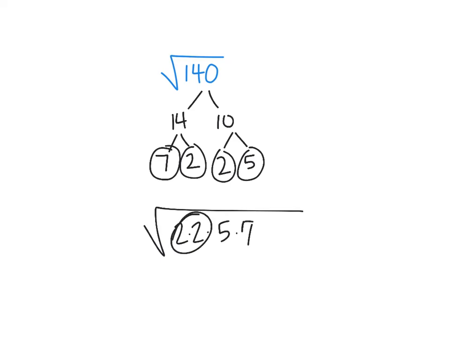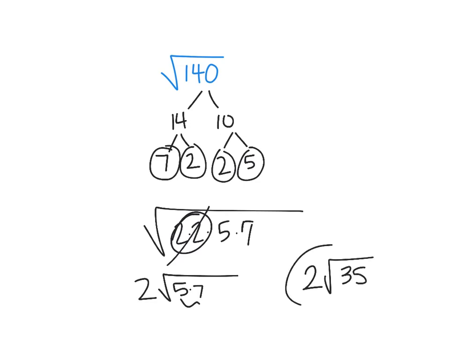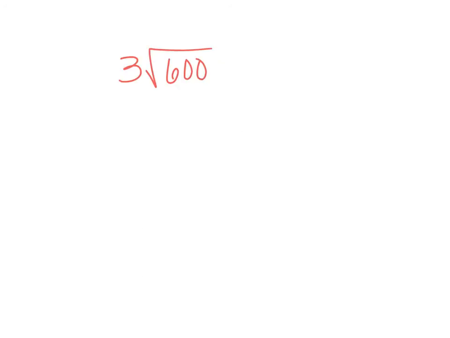Now when there's two factors of the same thing, if you multiply it, 2 times 2 is 4. And then when I square root that, I get 2. And then I still have 5 times 7. So that's going to end up being 2 times the square root of 5 times 7, which is 35. I cannot break that down anymore. There's no perfect square factor that goes into there. So there's my final answer.